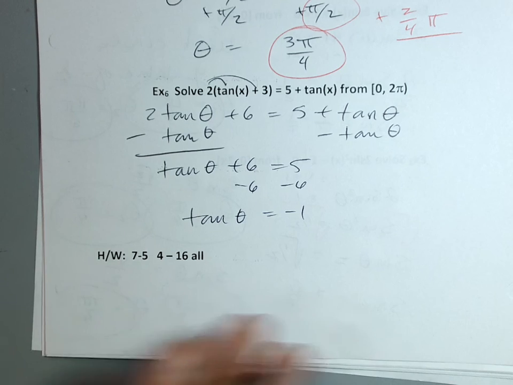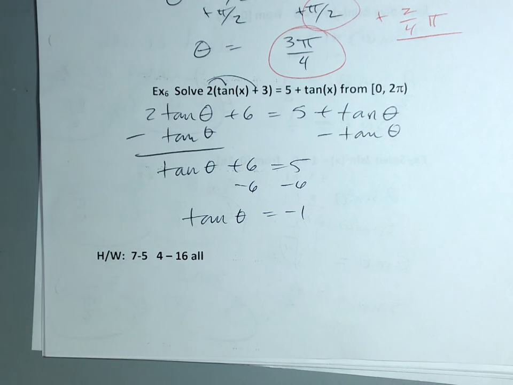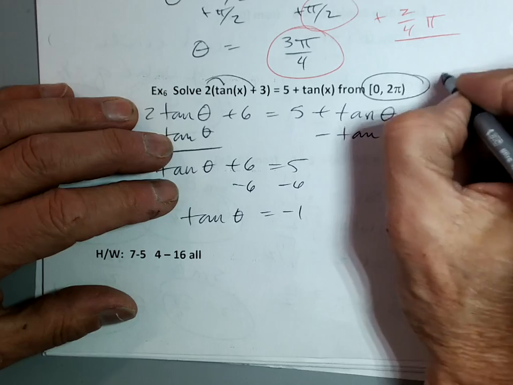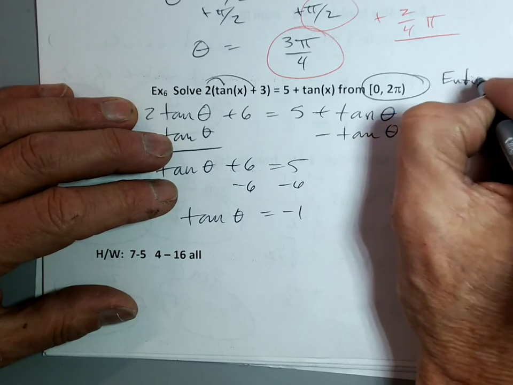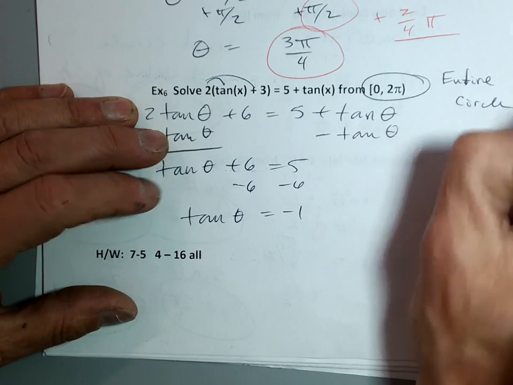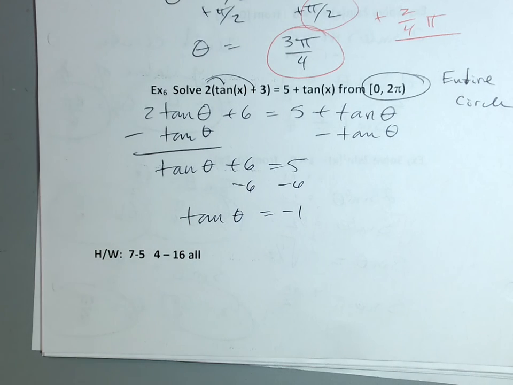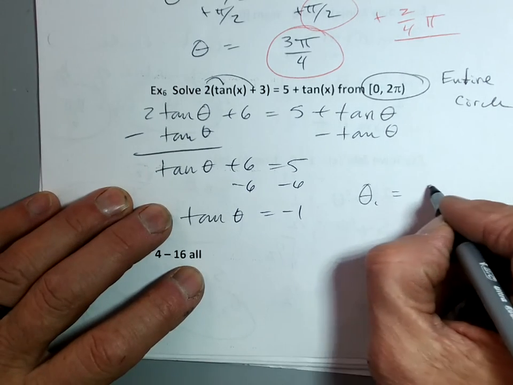Now, look at the domain. This time we want the entire circle, don't we? 0 to 2 pi. So the domain says entire circle, right? So where does tangent equal negative 1? Those places, it does. 3 pi fourths and 7 pi fourths. Yes.